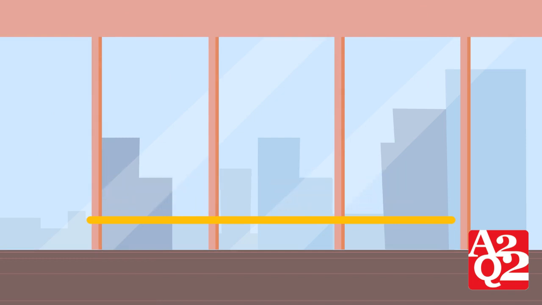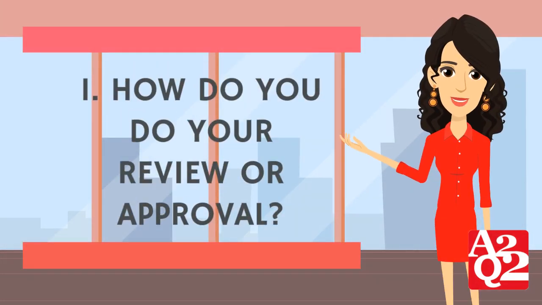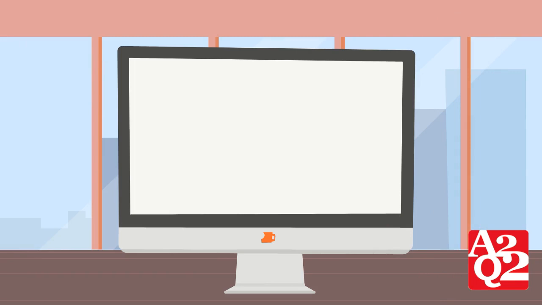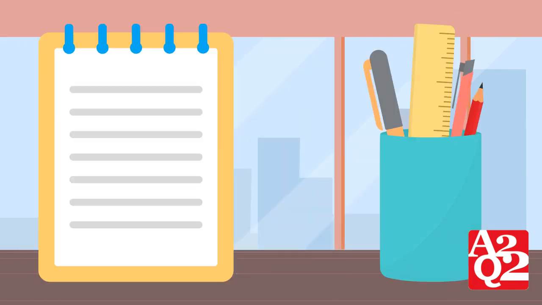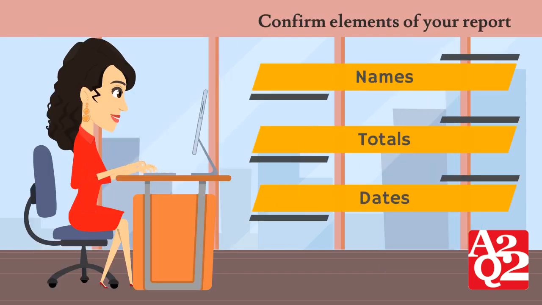So here we go. Number 1, how do you do your review or approval? In this case, you're going to show it on screen, you're going to show a document of some sort, and you're going to point to the different elements. I look at the name, I look at the totals, I look at the dates, whatever it is that you're looking for in your element, that's what the auditors are looking to hear from you.